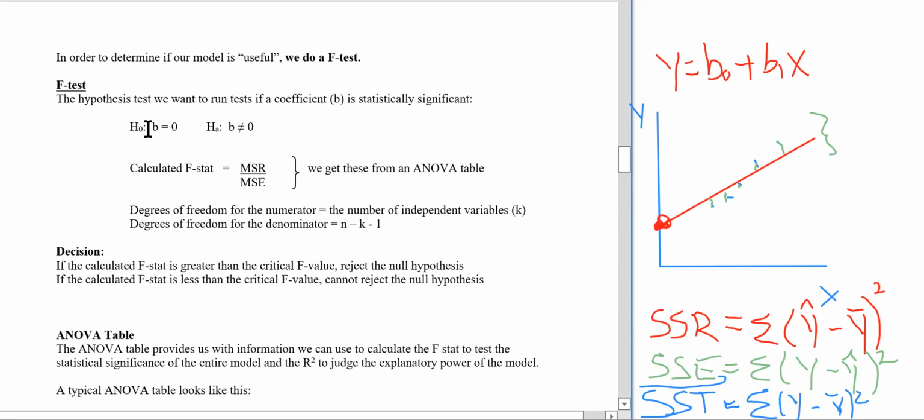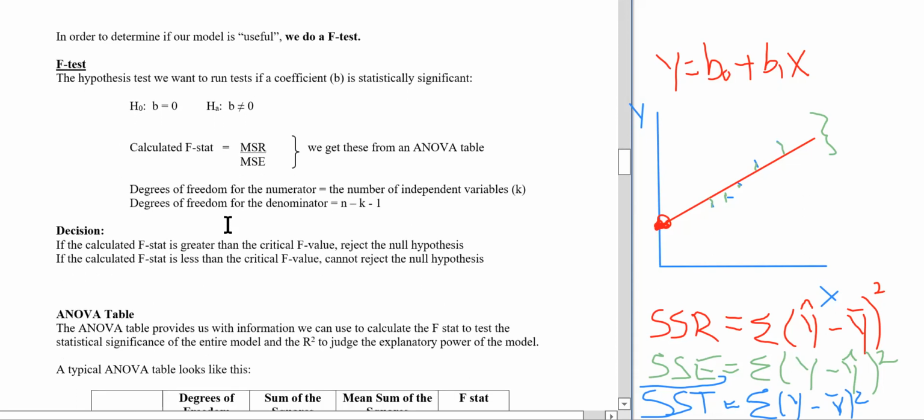Reject this null hypothesis if the calculated F is greater than the critical value, and I think the critical value will be given to you. You're not figuring that. You're not going to F tables, although you did it in the hypothesis testing, so you never know. But the examples in this reading seem to give it to us. We cannot reject that null if the calculated F is less than the critical value. And that would conclude that it's not statistically significant or something along those lines.